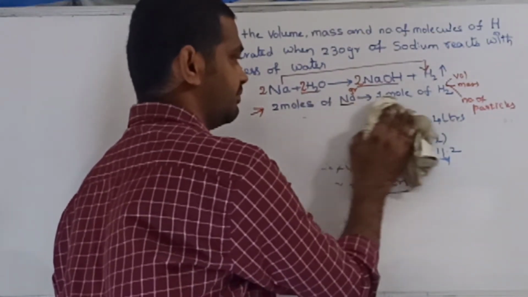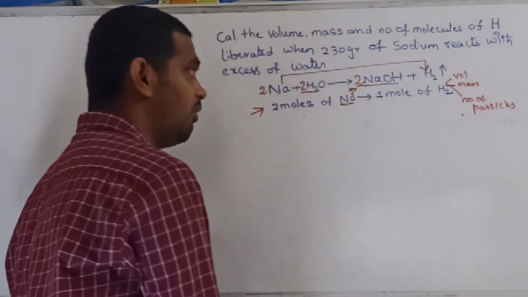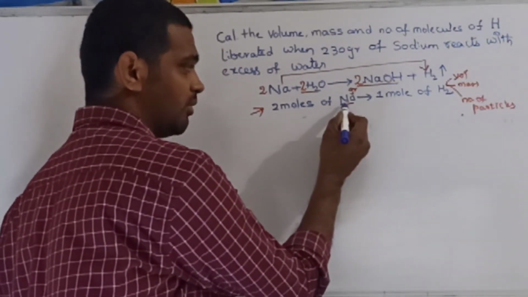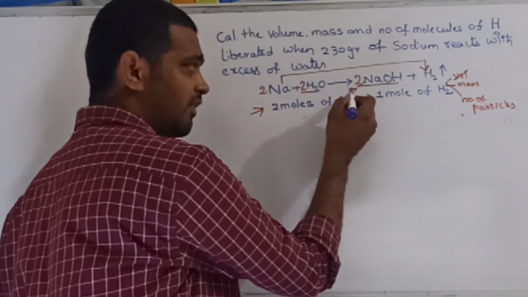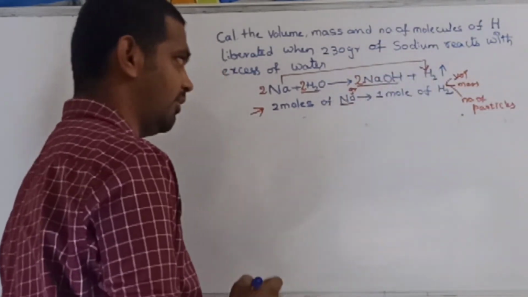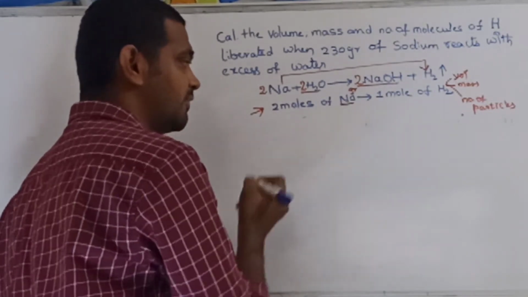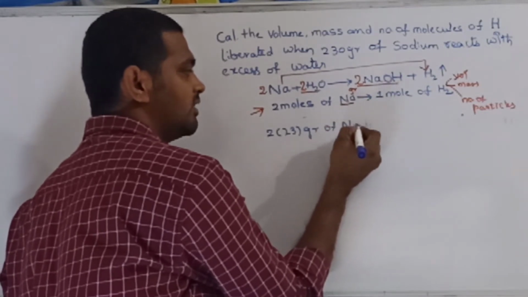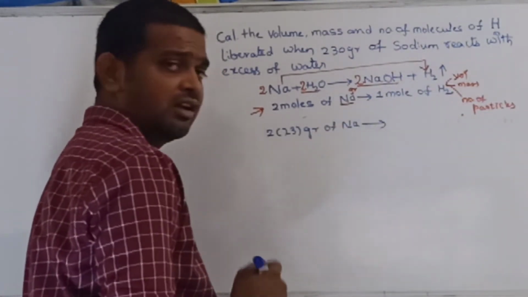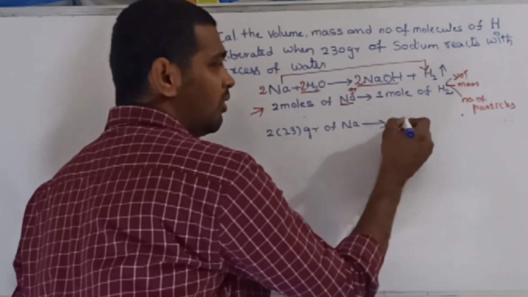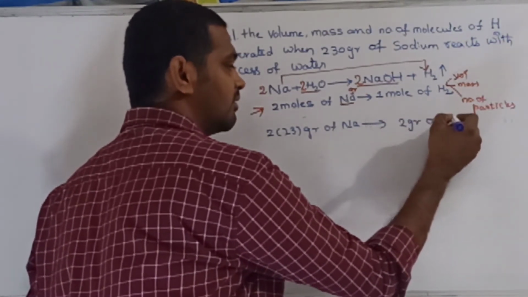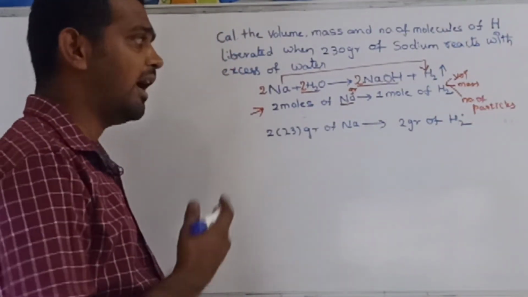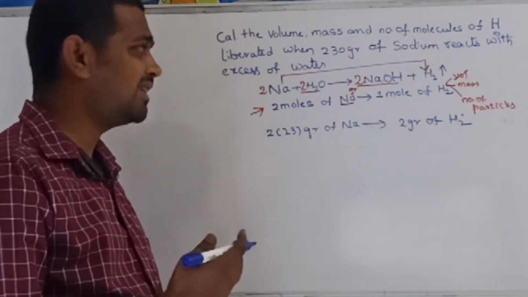Next. Now we solved that. Now I will establish the relationship of sodium and hydrogen in terms of grams and mass respectively. So 2 into 23, 2 moles of sodium, nothing but 2 into 23 grams of sodium, is producing 1 mole of hydrogen. 1 mole of hydrogen is equivalent to 2 grams. Why? Because in the hydrogen molecule 2 atoms are there, each atom's atomic weight is 1 gram. So the hydrogen molecule mass is 2 grams.